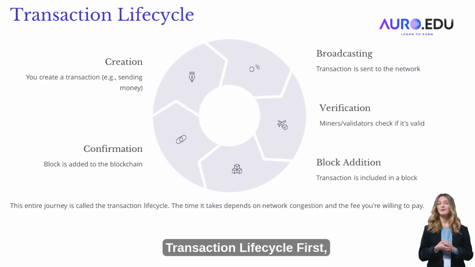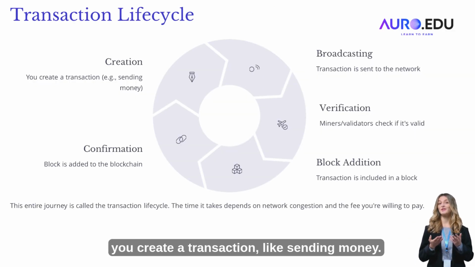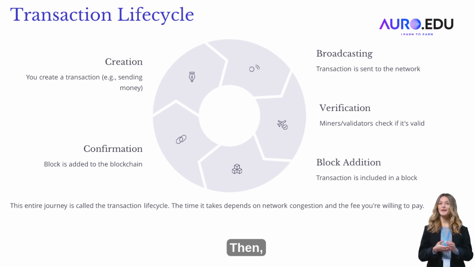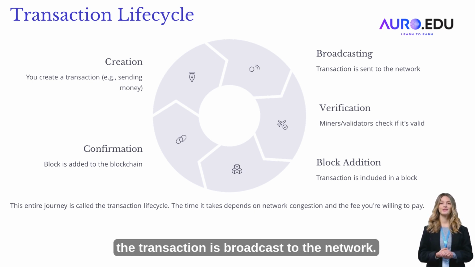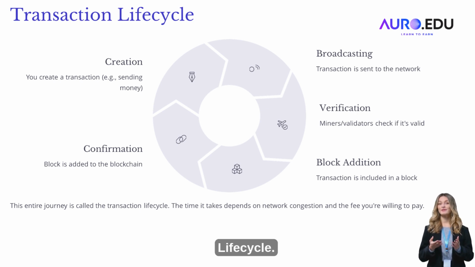Transaction lifecycle. First, you create a transaction like sending money. Then, the transaction is broadcast to the network. Miners or validators check if it is valid. Once confirmed, it gets added to a block. Finally, the block becomes part of the blockchain, and the transaction is complete. This entire journey is called the transaction lifecycle.